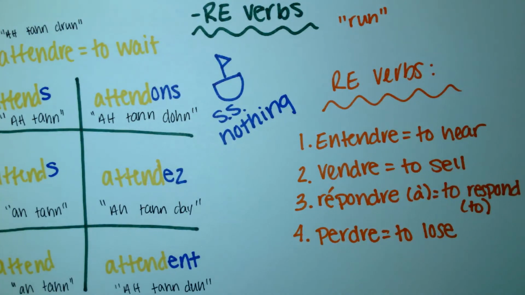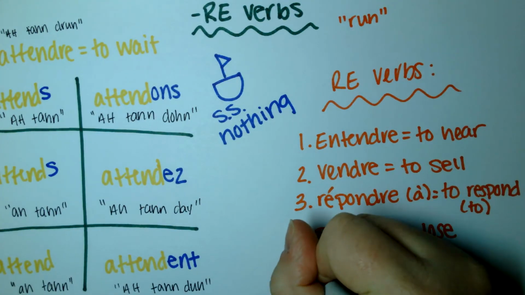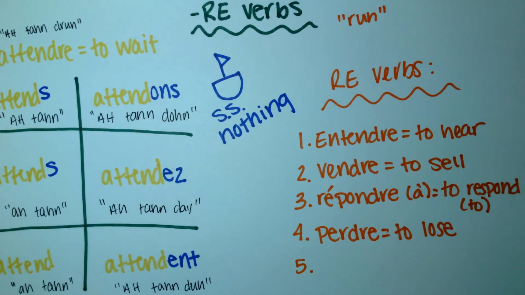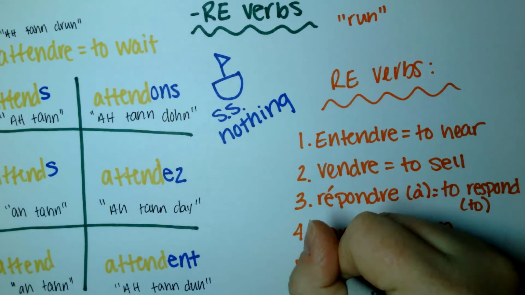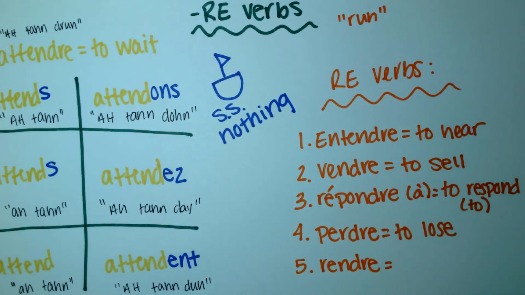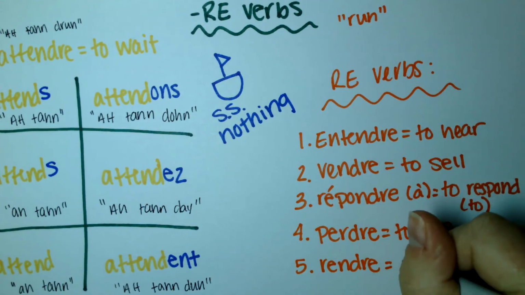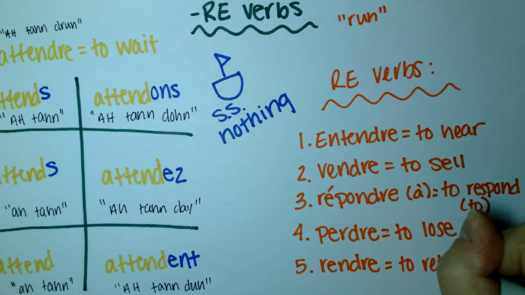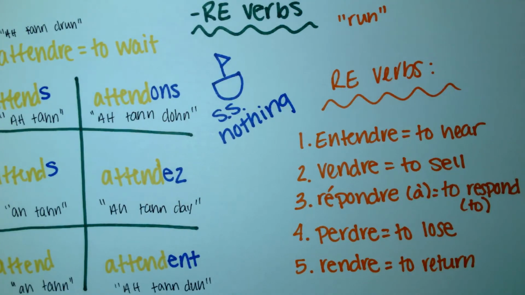That's sad. Our fifth verb, cinquième, so our fifth verb, c'est le verbe rendre. Rendre is the verb to return. Like, I'm going to return to school.